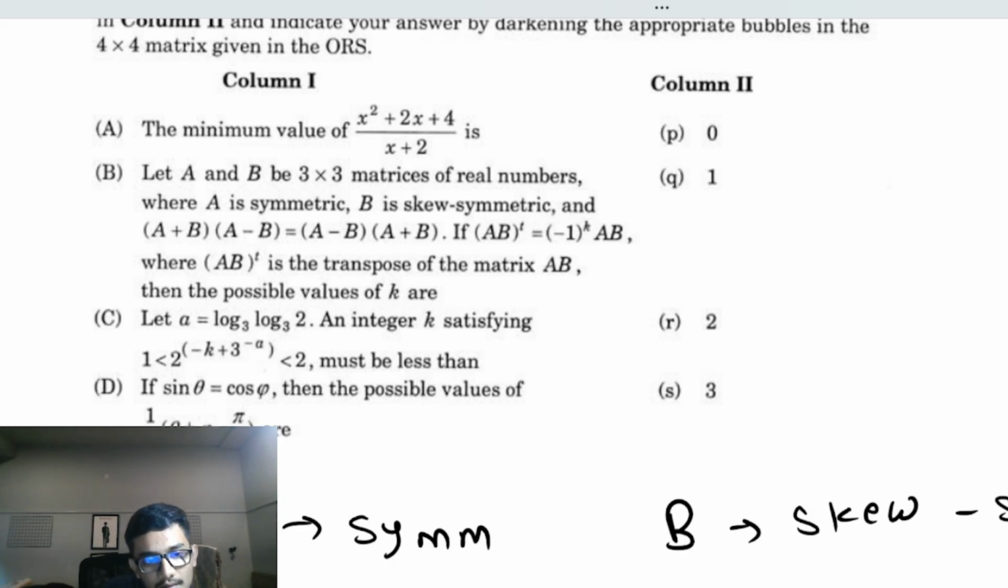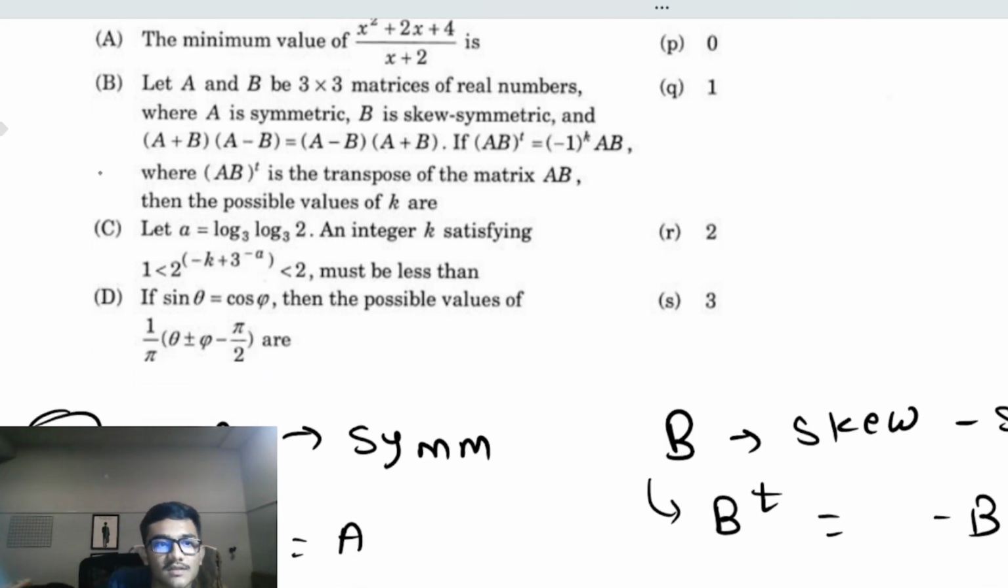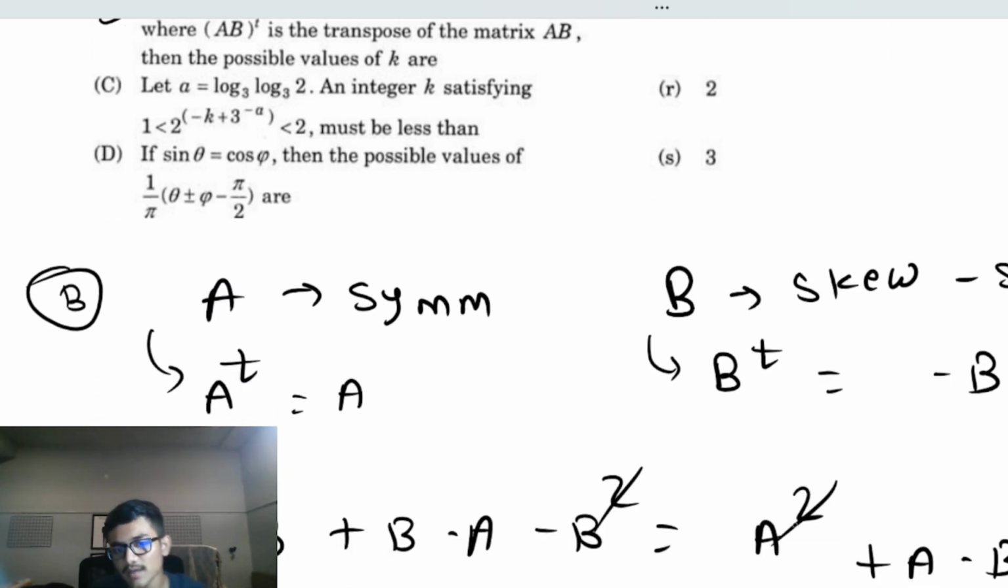You should know that if A is a symmetric matrix, then A transpose is equal to A, and if B is a skew symmetric one, then B transpose is equal to minus B. Now let us expand this equation. If I expand this, I'll get A square minus A dot B plus B dot A minus B square equal to A square plus A dot B minus B dot A minus B square. I can cancel these terms, and by taking the similar terms on one side, I'll simply get AB equal to BA. Those two will be cancelled from both the sides.